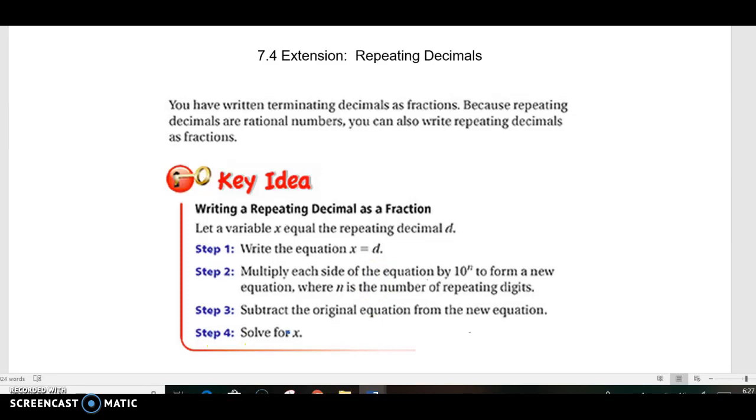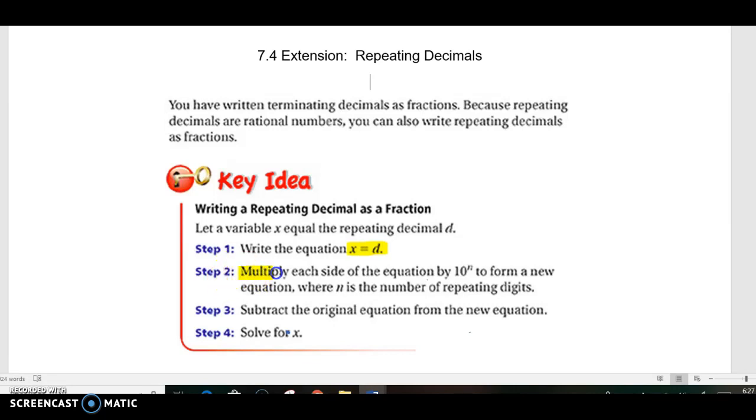And if you really focus on this and go back to these 4 steps every time, I promise it will make it a little bit easier. So let me explain what they mean. In step 1, it says write the equation x equals d. What that means is set x equal to the original decimal.